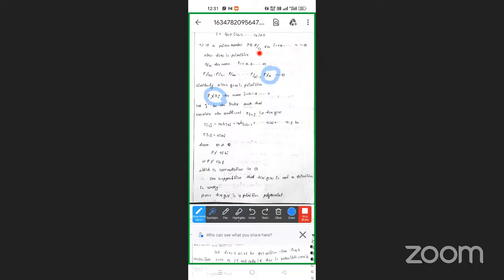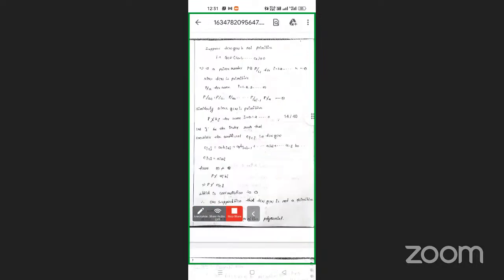So for i = 1 to k, this is a contradiction to equation number 1. Our supposition that f(x) g(x) is not a primitive polynomial is wrong. Hence, f(x) g(x) is a primitive polynomial. So this is a theorem.